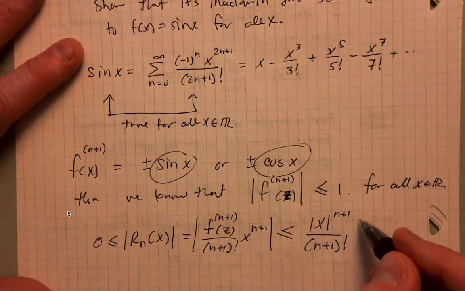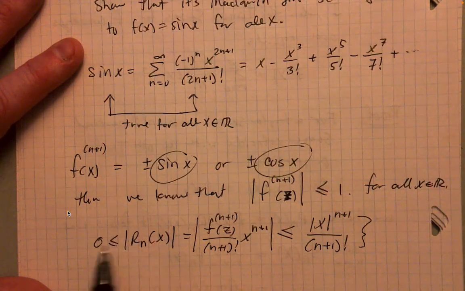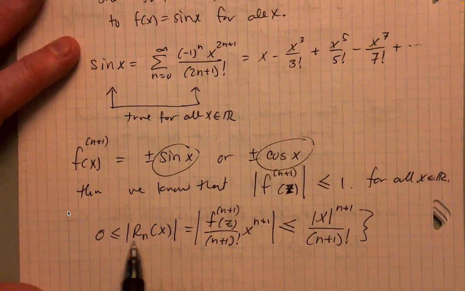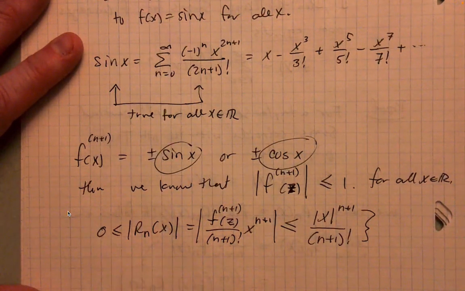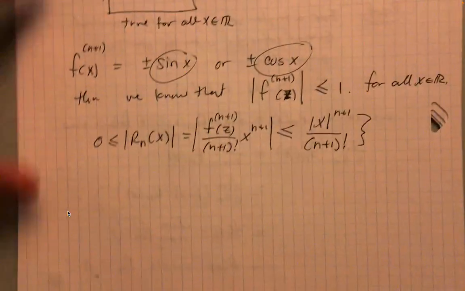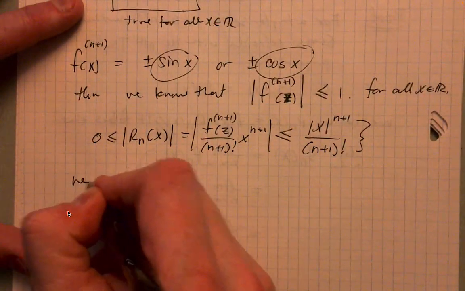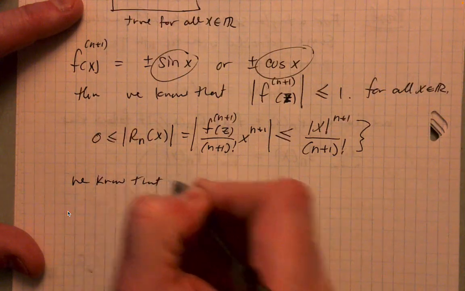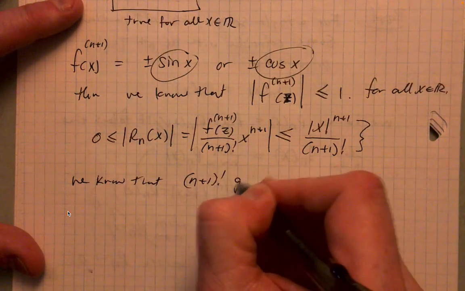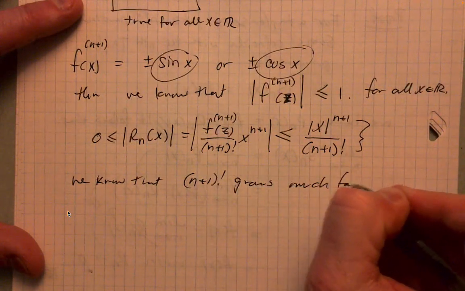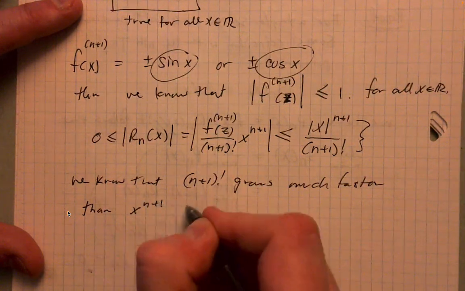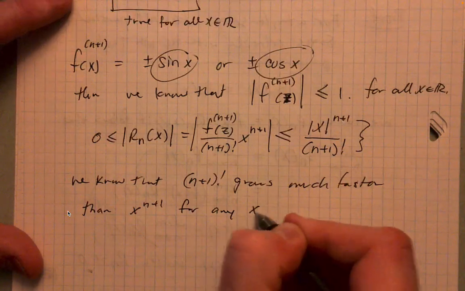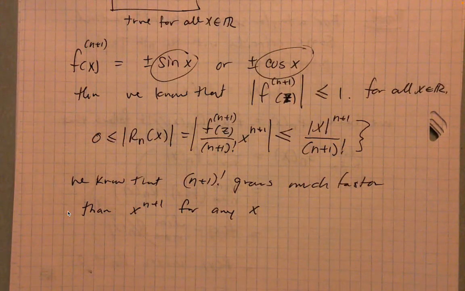And so now the question is, what happens up here? Because we need to show that the remainder is 0 at the limit, right? And so what happens to this as n grows? Well, a little bit of this is slightly hand wavy, but we know that n plus 1 factorial grows much faster than x to the n plus 1 for any x. It doesn't matter what x is, right? Very rapidly, n plus 1 factorial is going to overtake it.